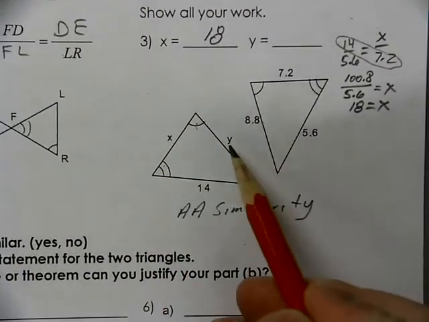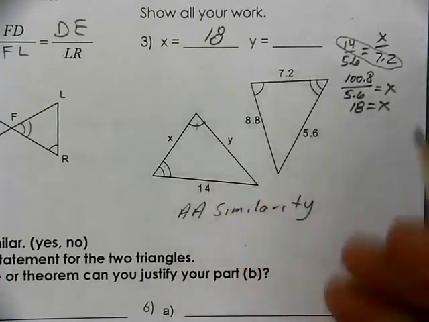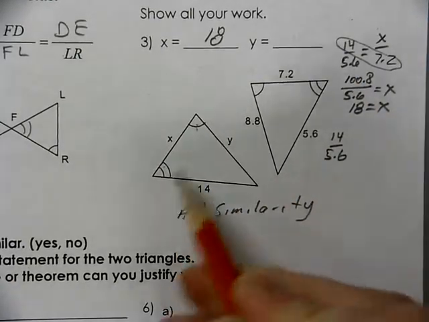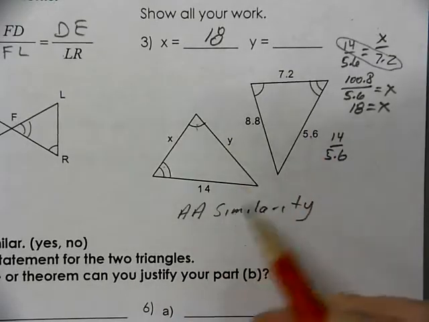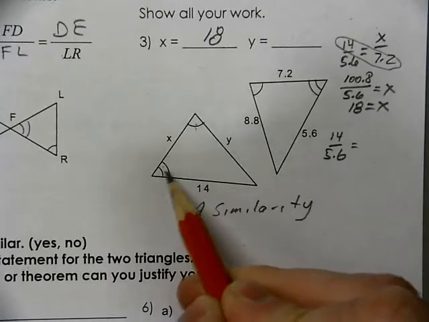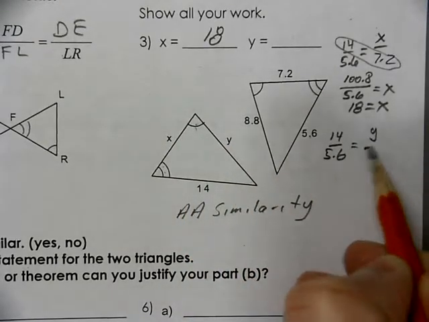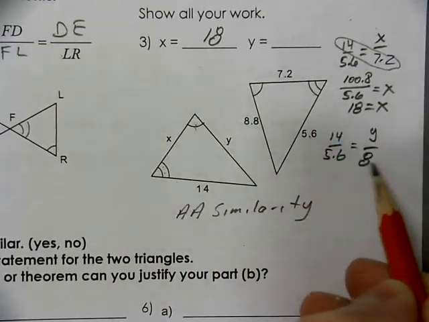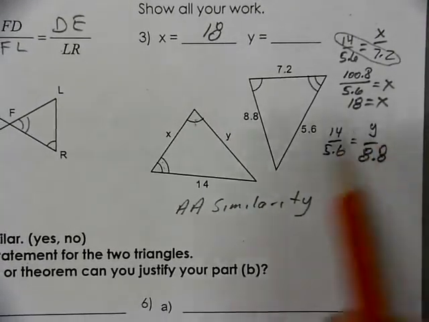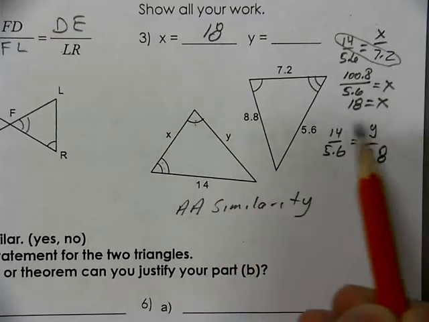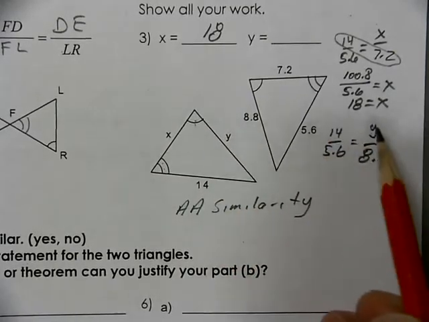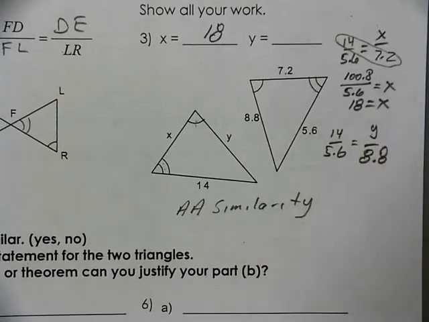The Y value, we're going to have to set it up the same way. We'll use the numbers 14 and 5.6 because those are the corresponding sides that both have numbers. And then the Y is across from the 2 tick mark, and the 8.8 is across from the 2 tick mark. Notice that the 14 and the Y come from the same triangle. So they're both on the same side of your proportion, meaning both on top. They're both the numerator of your fractions.